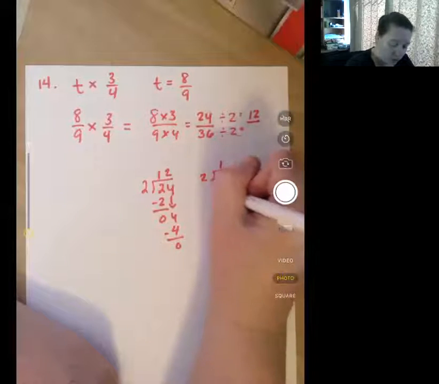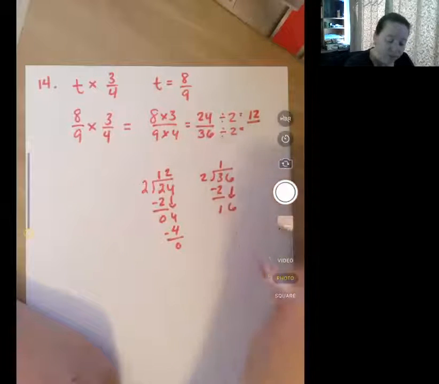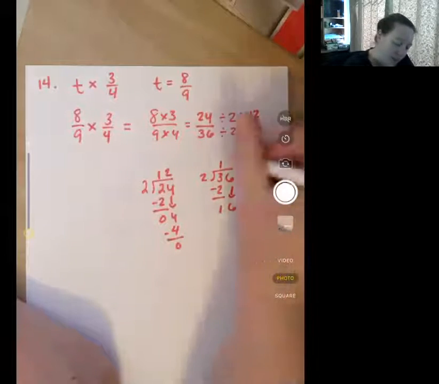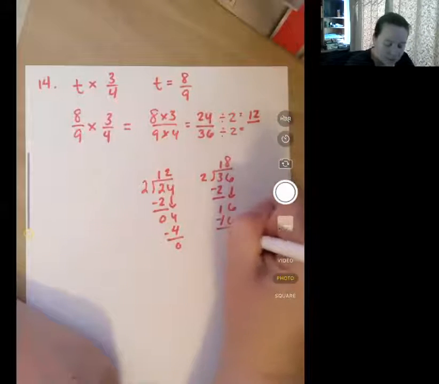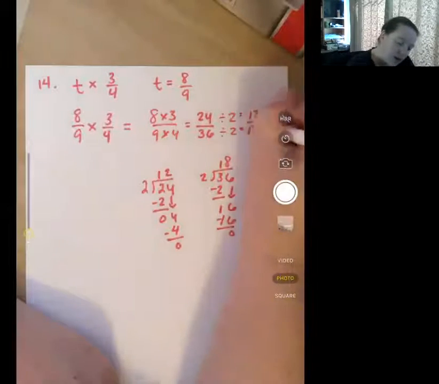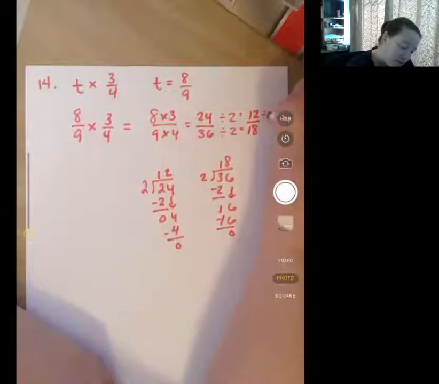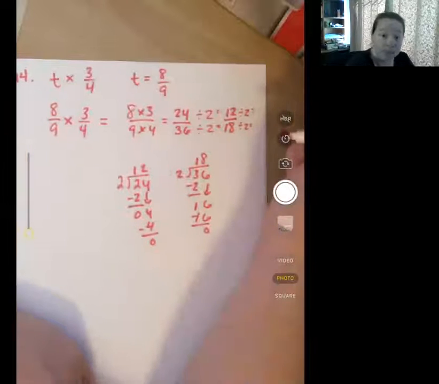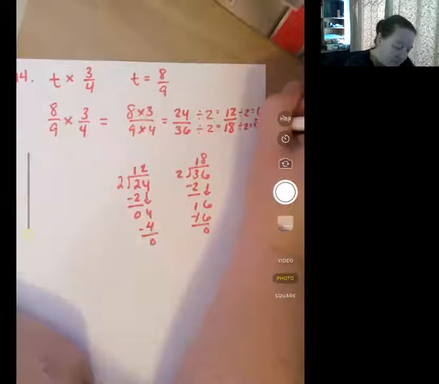1 times 2 is 2. 3 minus 2 is 1. Bring down the 6. 2 goes into 16 8 times. 8 times 2 is 16. There's a 0. All right. So now I have a 12 and an 18. I can still take out another 2. Divided by 2, divided by 2. 12 divided by 2 is 6. 18 divided by 2 is 9.